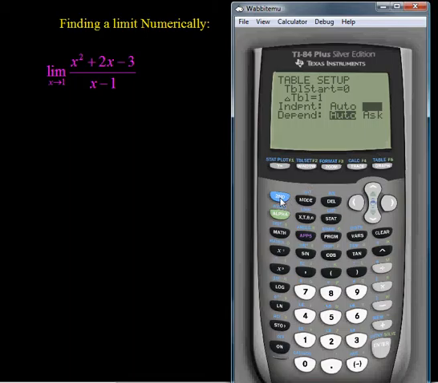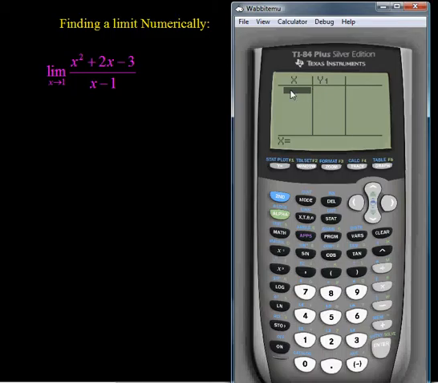Okay, now if we go second table, you'll see that we get a blank table. It's x and then y1. So now we can put in values for x, and it'll tell us what the y is. So if x was 0, we put in a 0, enter, and we get out a 3. Okay, we can put in a 1, and we get an error. Well, that's not unexpected because we'd be dividing by 0 if we put in a 1.